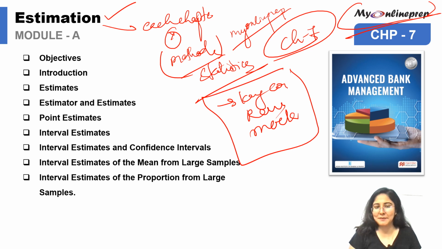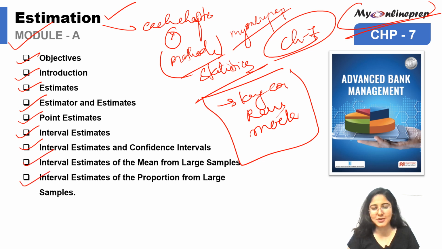So here we are starting with chapter number 7 in module A, which is estimation, where we are going to cover the topics: objectives, introduction, estimators and estimates, point estimation, interval estimates and confidence intervals, along with interval estimates of mean from large samples, and proportions from large samples as well. So let's get started.